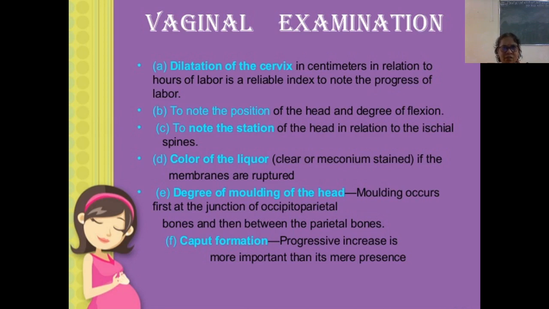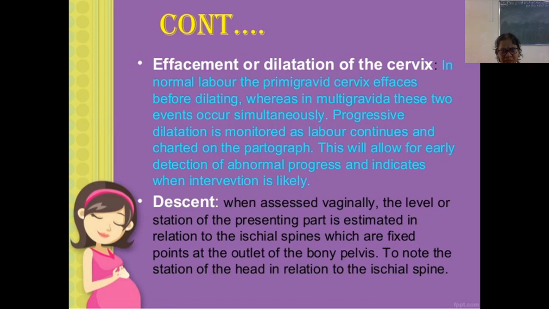Then vaginal examination. So in vaginal examination, we will check the dilatation of the cervix, note the position of the fetal head, then degree of flexion, and note the station of the fetal head, color of the liquor, degree of molding of the head, and caput formation. Yesterday we have seen very clearly all these things. Then replacement of dilatation of the cervix is there, and descent, how far the descent of the fetus is happening in relation to ischial spines. So we have told you when the biparietal diameter is at the level of ischial spines, the station is 0, I told you.